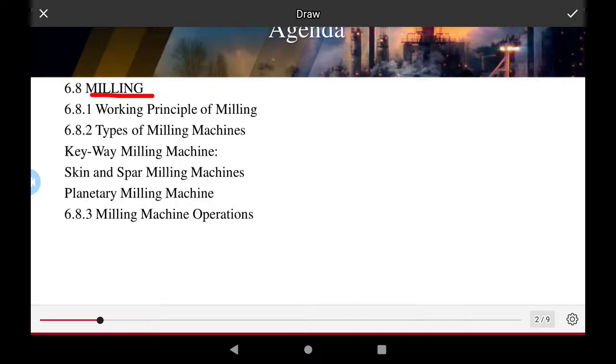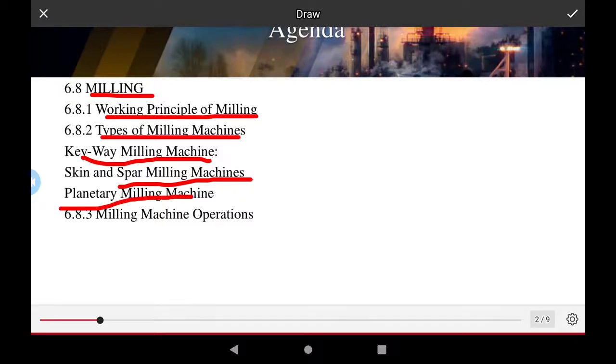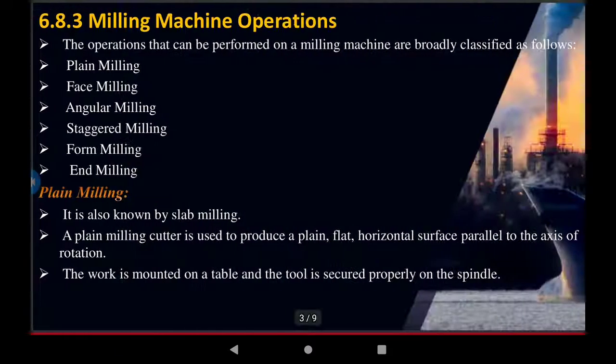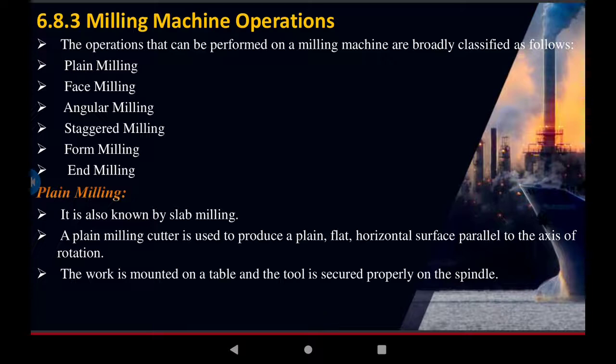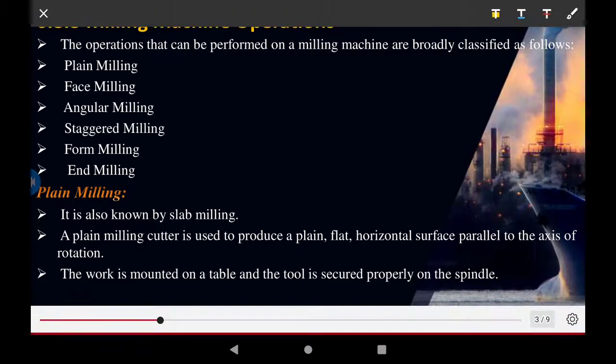Milling, the milling machine and the working principle of the milling machine, types of milling machines, and keyway milling, straddle and staggered milling, planer milling machines, and milling machine operations. The milling machine operations presented here are the operations that can be performed.